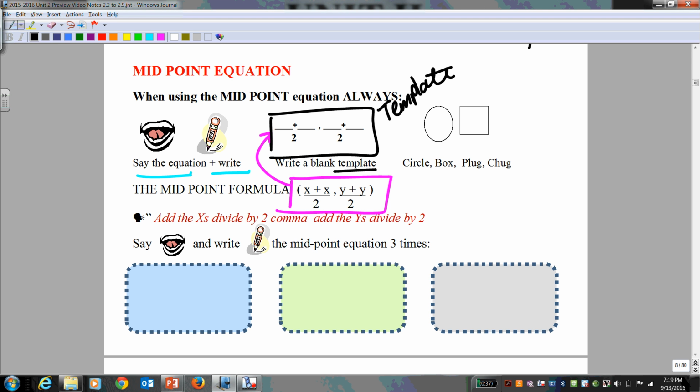This is the equation. See the difference? Make sure you understand the difference. I'm going to use those terms in class. The equation is the full equation with your x's and your y's. A template is basically the equation with the x's and the y's left blank. Then you're going to do what's called circle, box, plug, chug.